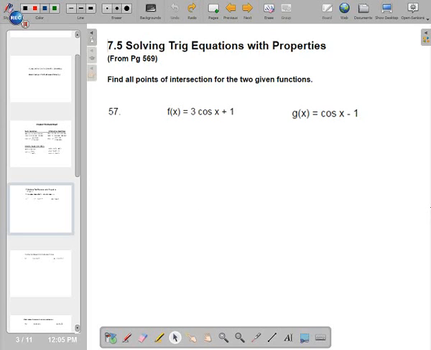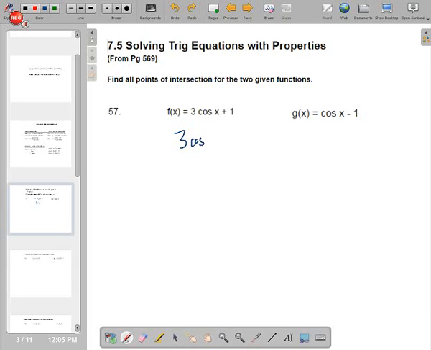Alright, ladies and gentlemen, we're going to solve some trig equations, and some of these may have some properties in them, and we're going to have to handle that when we get to them. But the first couple questions here say find all points of intersection for the two given functions. So if I give you a function f and a function g, and I want you to find where they intersect, you just set them equal to each other, and then we're going to solve.